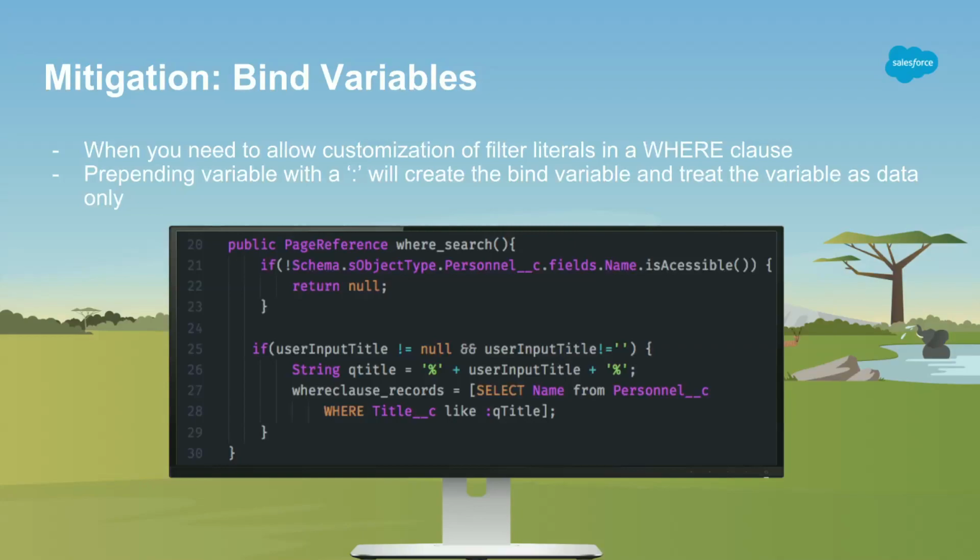We're pulling those names from personnel, but we're throwing in a bind variable by putting that colon in front of qTitle. And when the actual SOQL query goes and does its thing, it's going to let it know, hey, this is just data. So if we had put something like in that last example in there, it's actually going to look up that literal value instead of modifying the query itself.